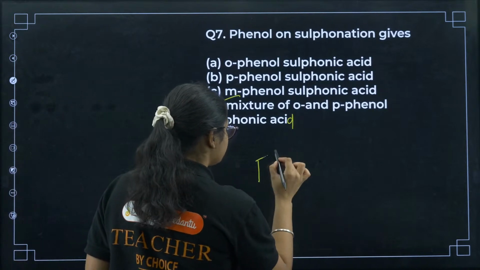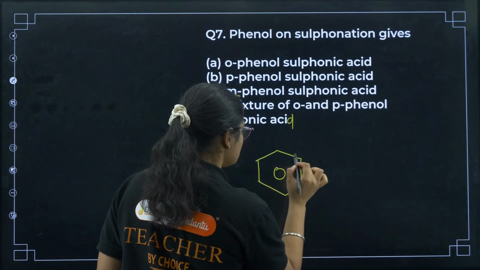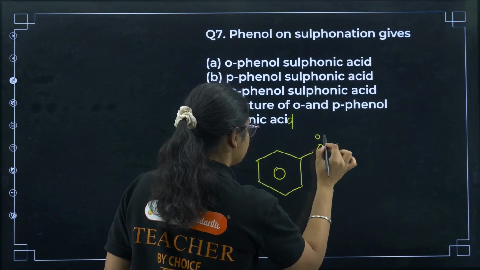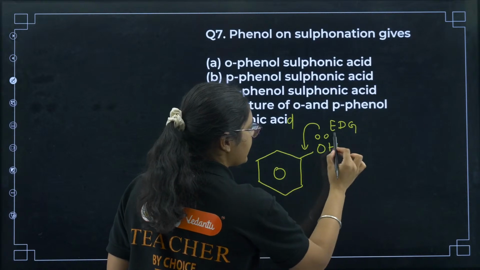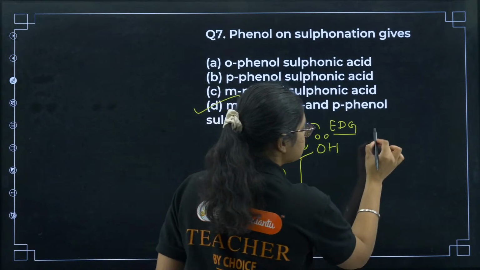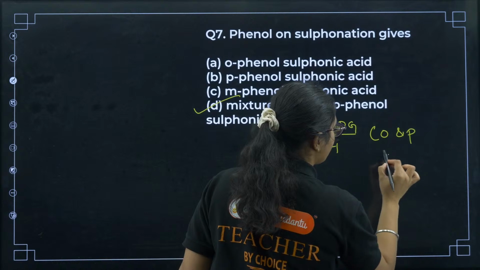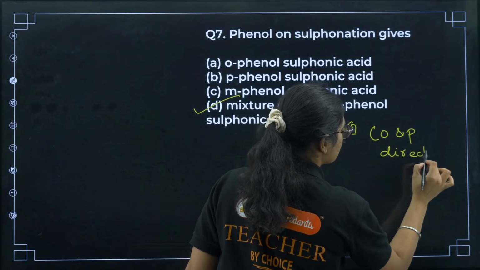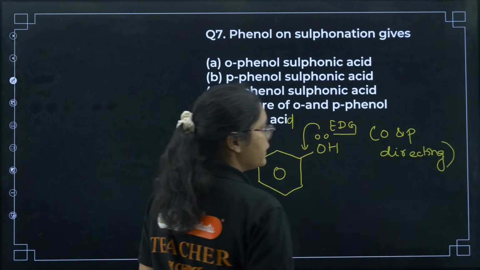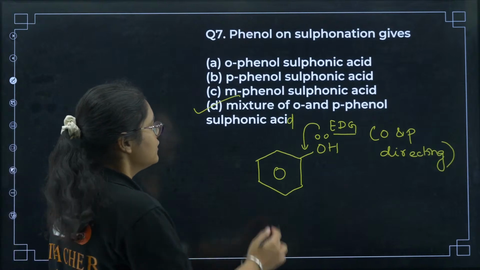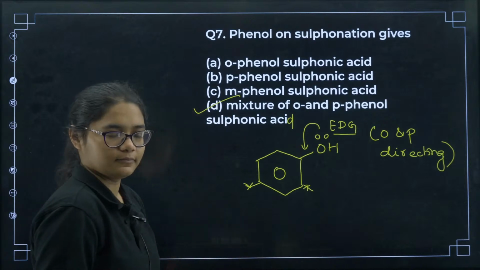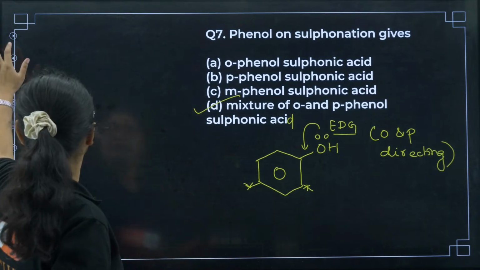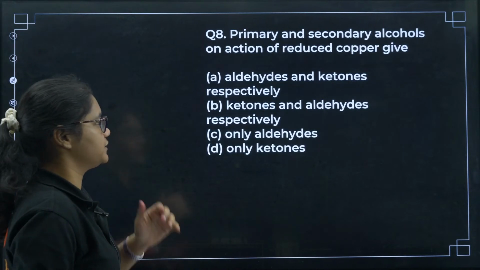We know that phenol is an electron donating group, right? Electron donating group means it is ortho and para directing. So sulfonation will take place at the ortho position and at the para position. Yes, a very direct and easy question. Let's move to the next question.